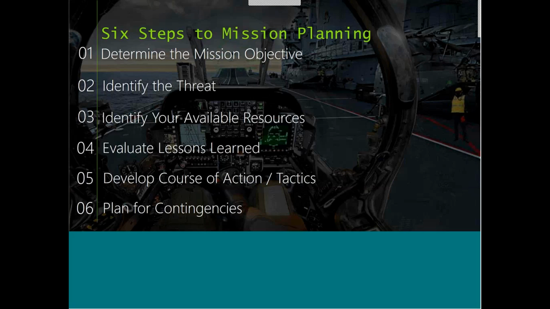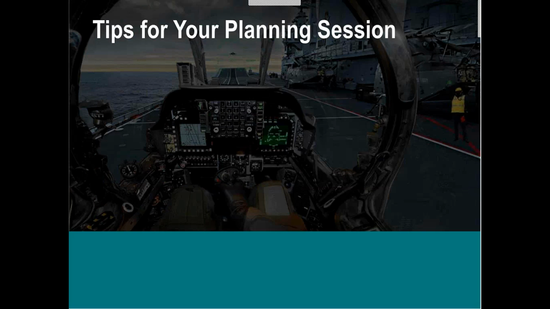The last step is to plan for contingencies. What if? What are we going to do if a highly impactful event occurs, but it's low likelihood? How are we going to handle that scenario? Those are the 6 steps to mission planning.